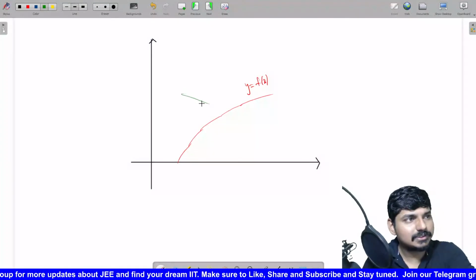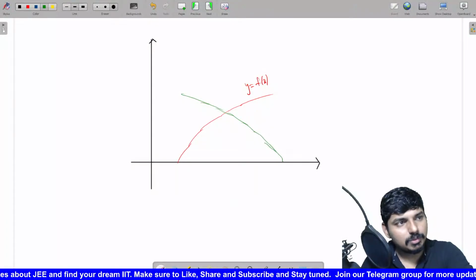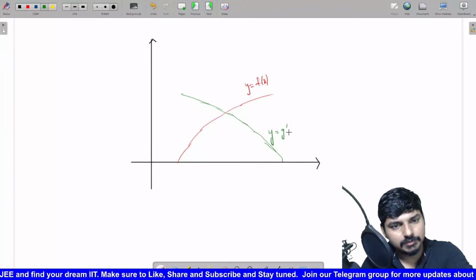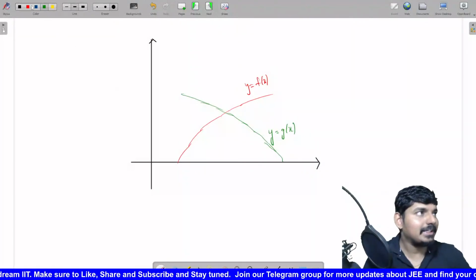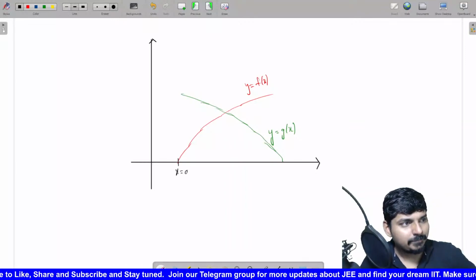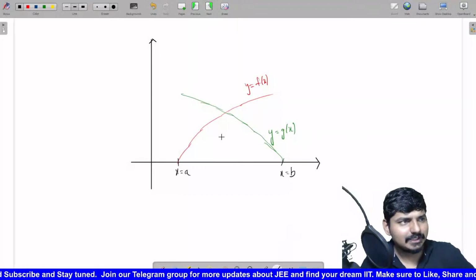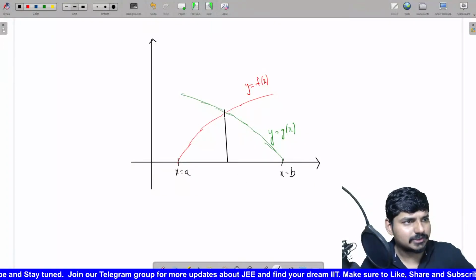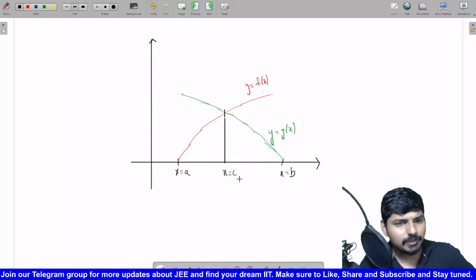Let us say this is a curve given by the equation y is equal to g of x. Now guys, here, let us say that this is your lower limit, x is equal to a, this is the upper limit, x is equal to b. And let us say this point here, which is the intersection point, is x is equal to c.